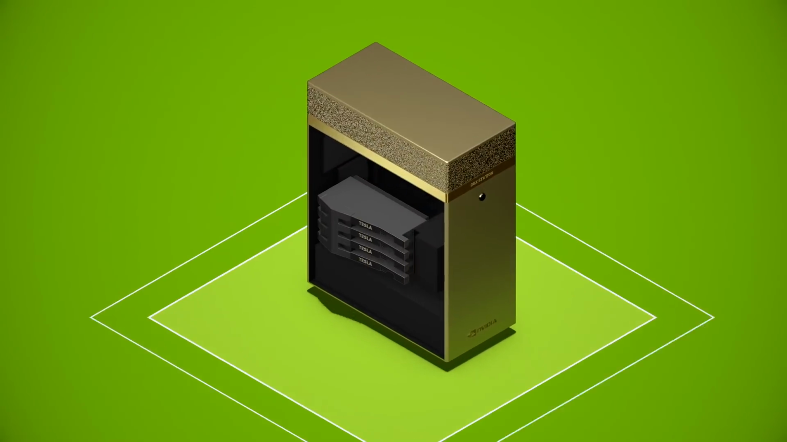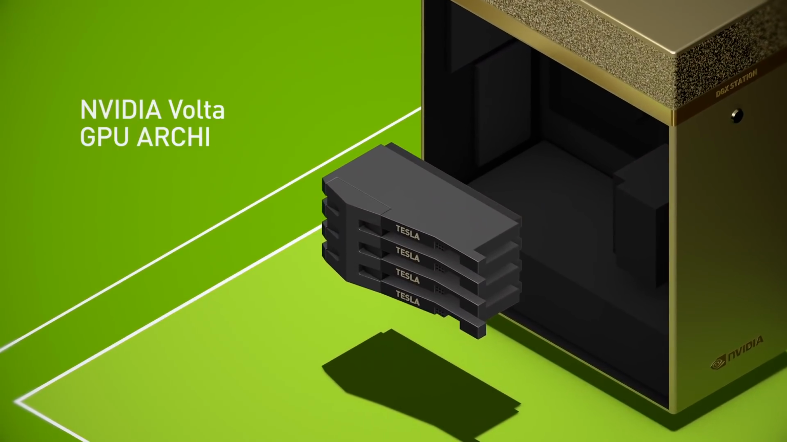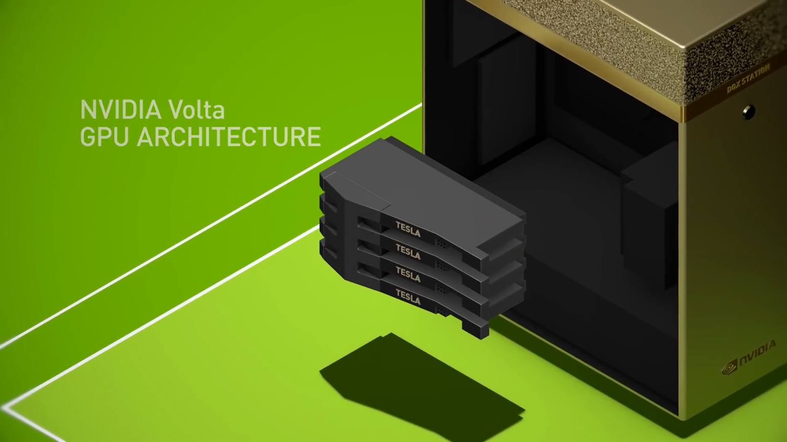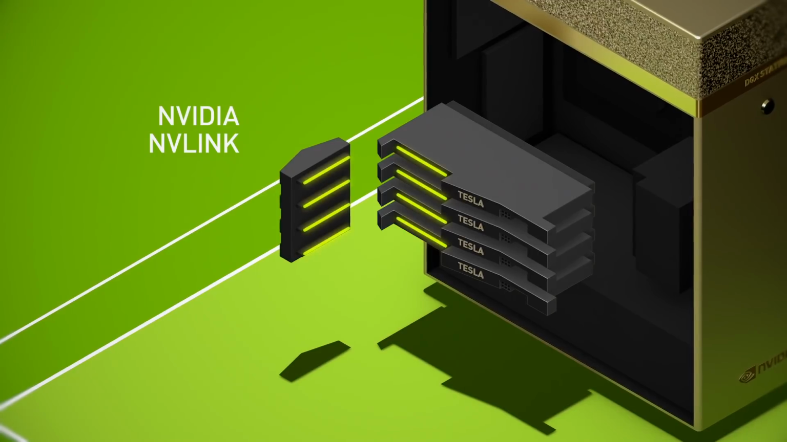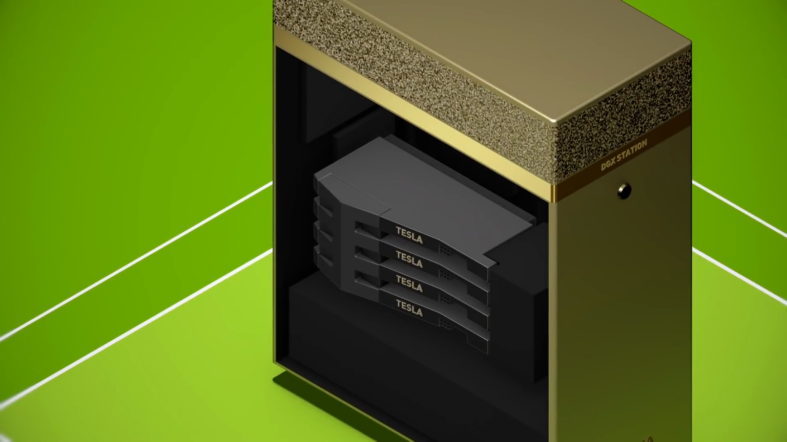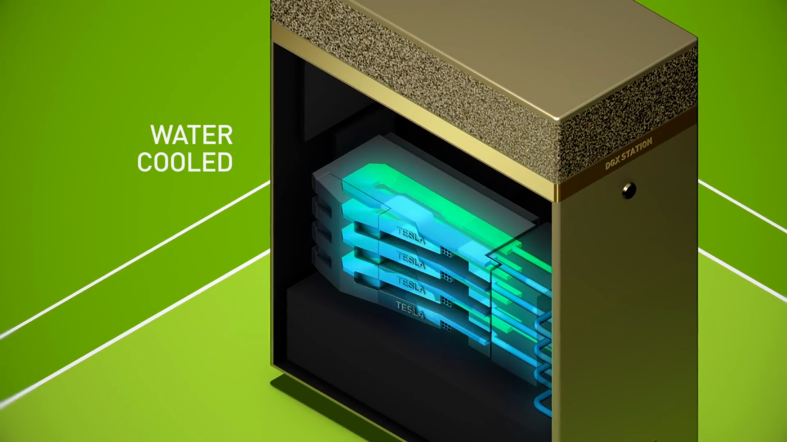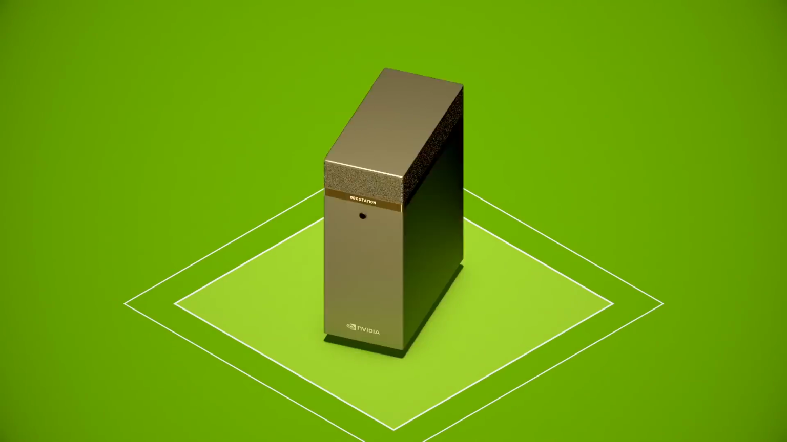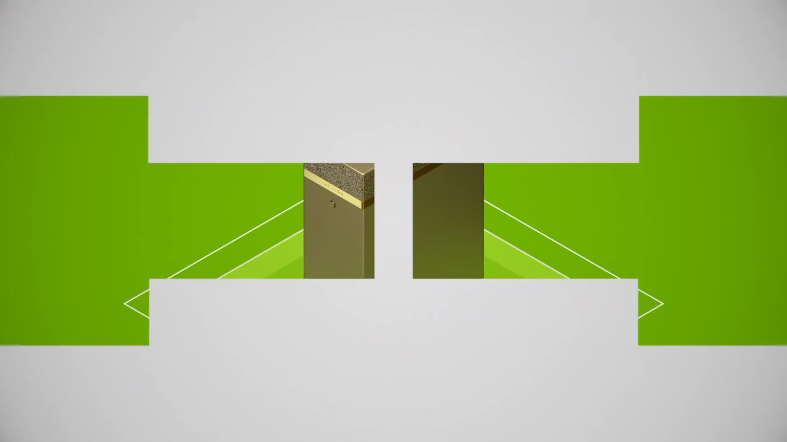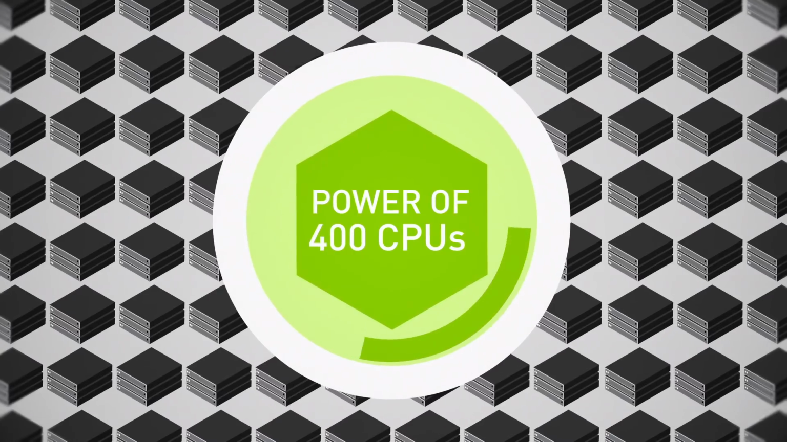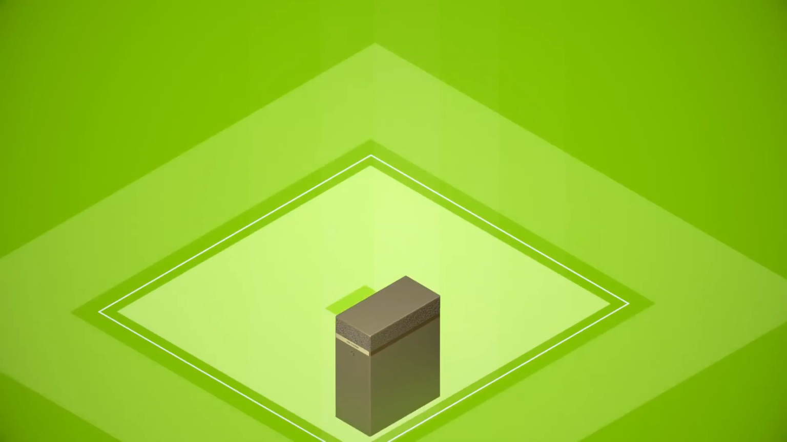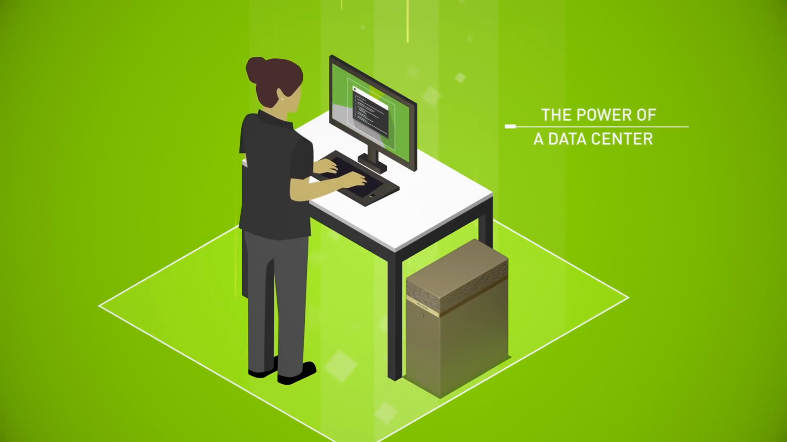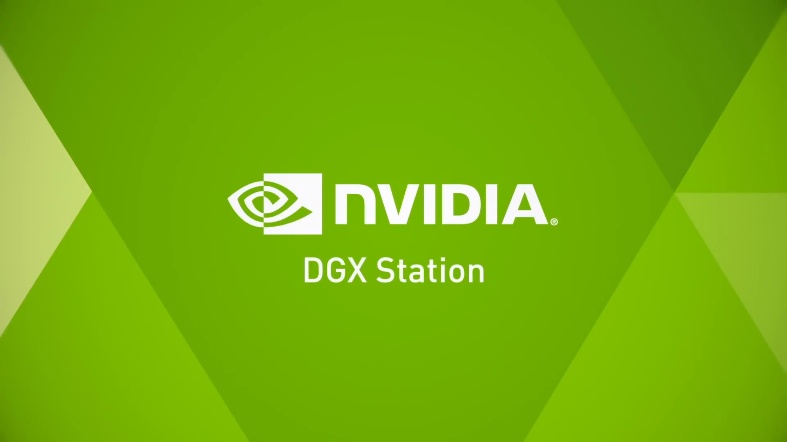DGX Station is powered by NVIDIA Volta, the world's fastest deep learning GPU architecture, and accelerated by next-generation NVIDIA NVLink high-speed interconnect. Yet it's whisper quiet, thanks to water cooling technology. This personal supercomputer has the equivalent performance of 400 CPUs and is 3 times faster than today's fastest workstation. The power of a data center at your desk. NVIDIA DGX Station.